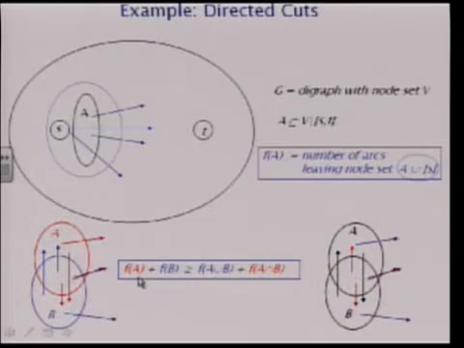So this property will be true for what? For any two arbitrary subsets of the whole set. Which means what? Counting the number of arcs leaving the node set A, as a particular cut of the graph, this function will be what? A submodular function. Is that clear?